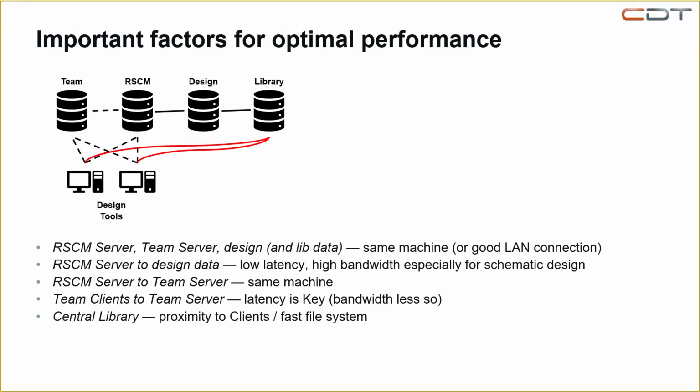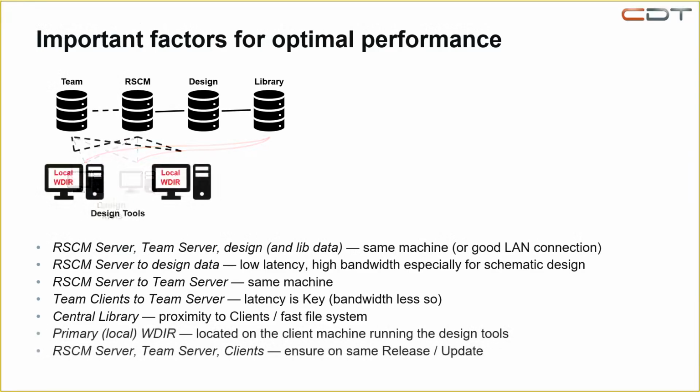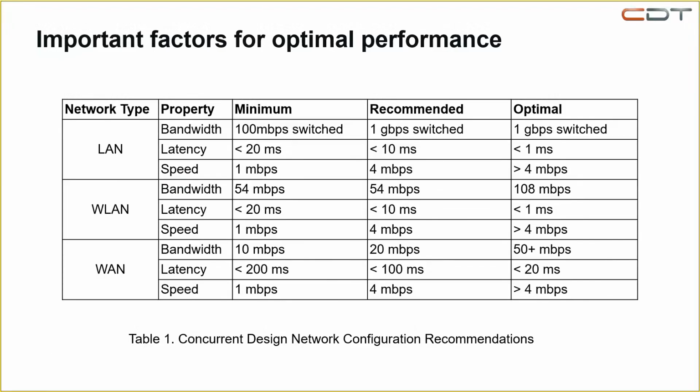For the central library, of course, it's proximity to clients and a fast file system, because you have a lot of read-write operations. Another thing is the primary or local working directory. It's best to have it located on the client machine running the design tools. And ensure that the RSCM server, team server, and clients run on the same release and update. On screen, you can see the recommended connection parameters to have the best performance.